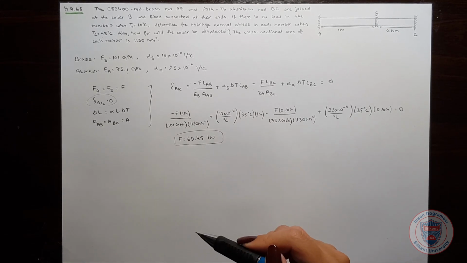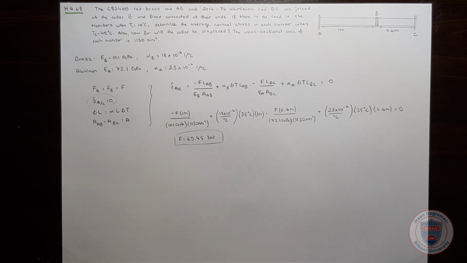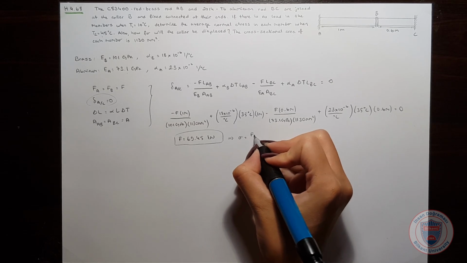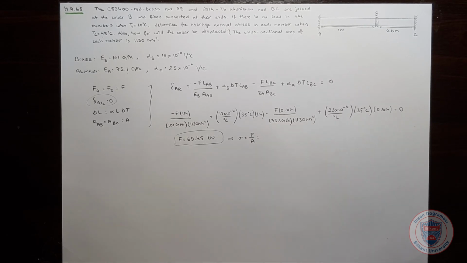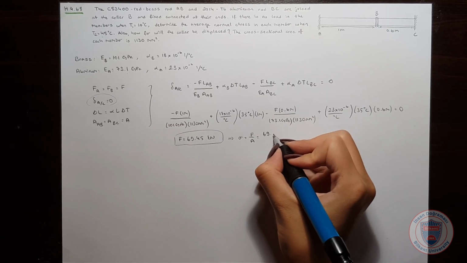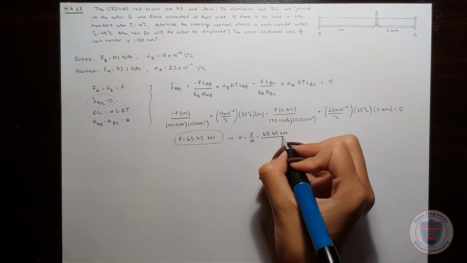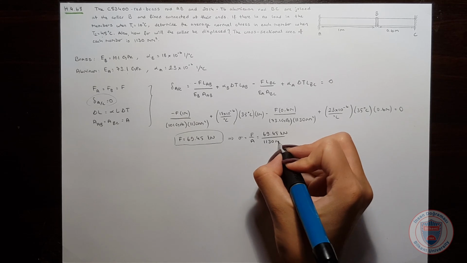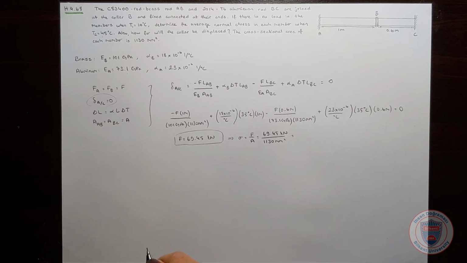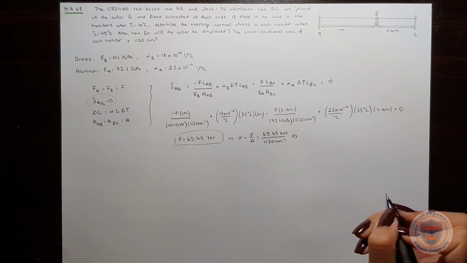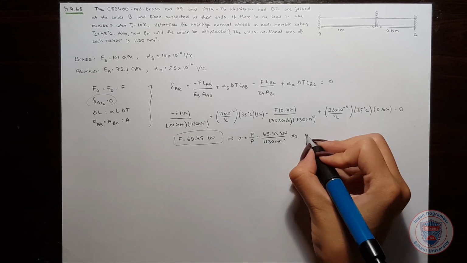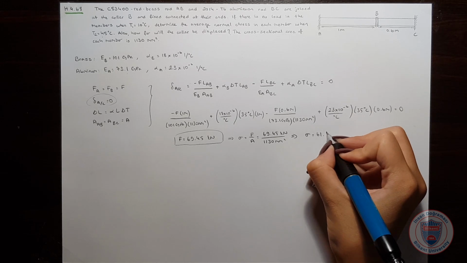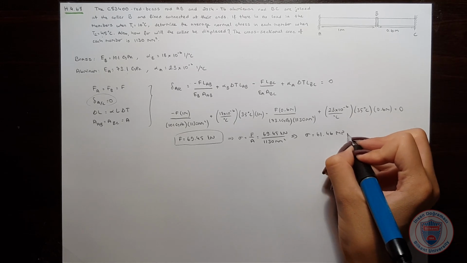Since we know F and the area, we can now calculate the stress. We know that stress is equal to F over A, and it is equal to 69.45 kilonewtons over 1130 millimeters squared. And from this equation we get sigma equal to 61.46 MPa.